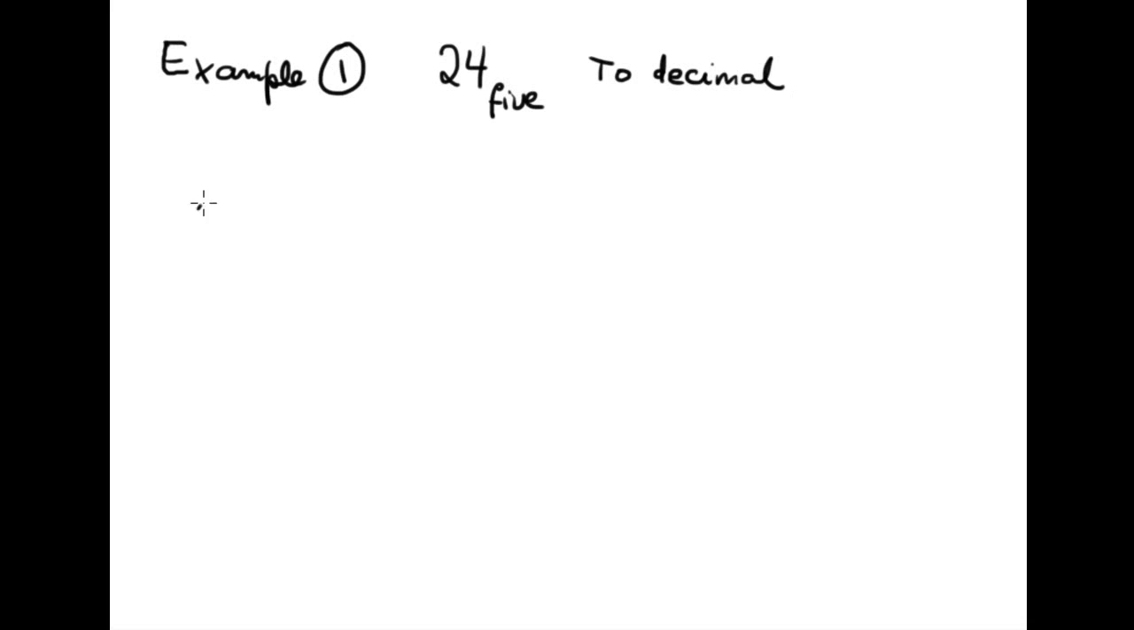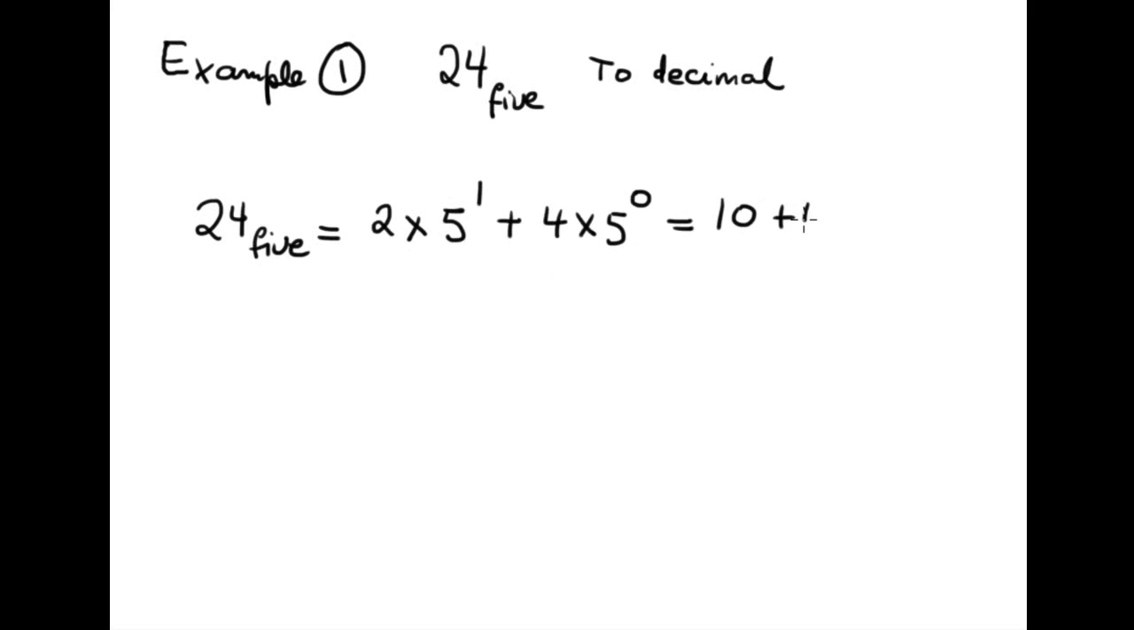So basically 24 base 5 is equal to 2 times 5 plus 4 times 5. But this is to the 0 power and this is to the 1 power. And this is basically 10 plus 4 is equal 14. Now 24 base 5 is equal 14 in decimal.